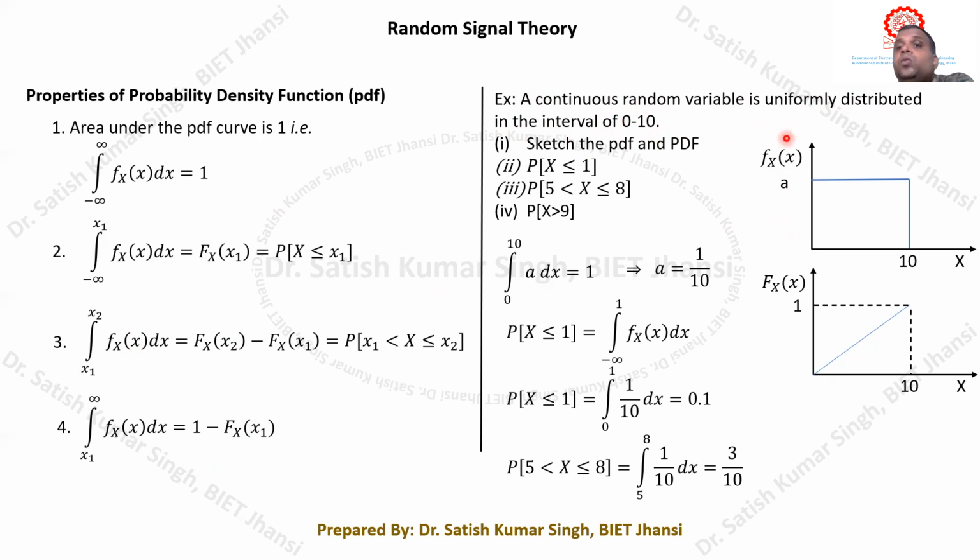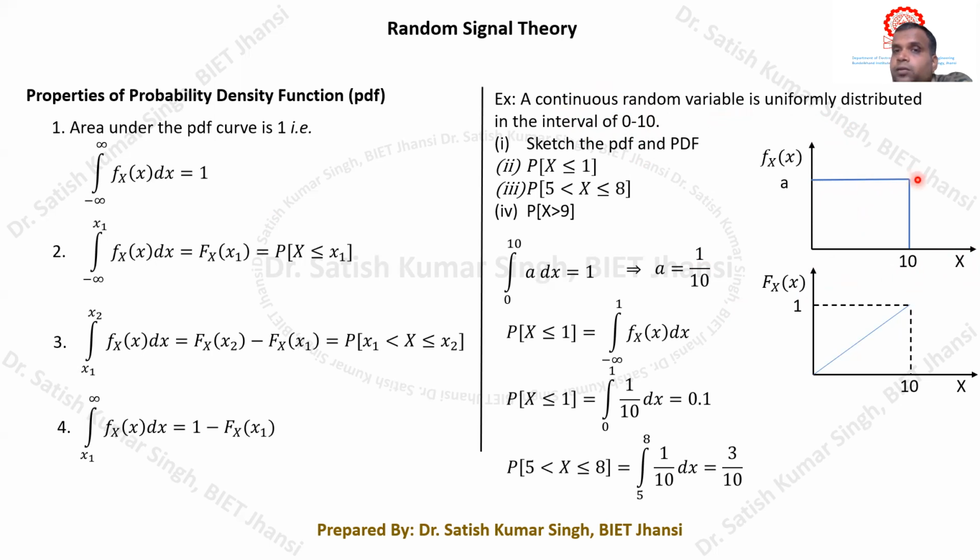Uniform distribution basically means it is giving you the probability density function. This statement has provided the probability density function, because it says that a continuous random variable is uniformly distributed in the interval of 0 to 10. So suppose we have the random variable equal to x. In between 0 to 10, it is uniformly distributed.